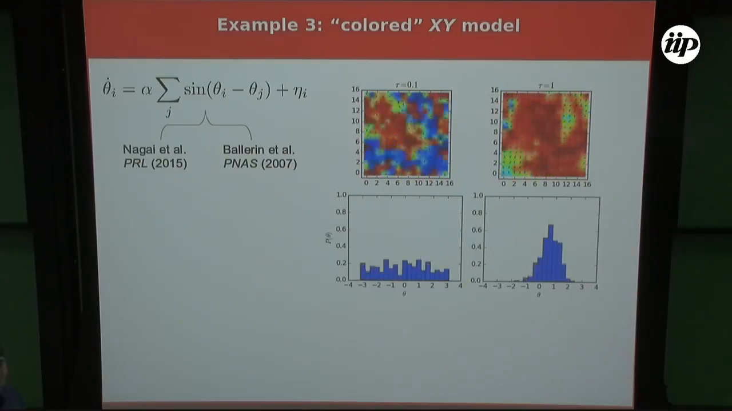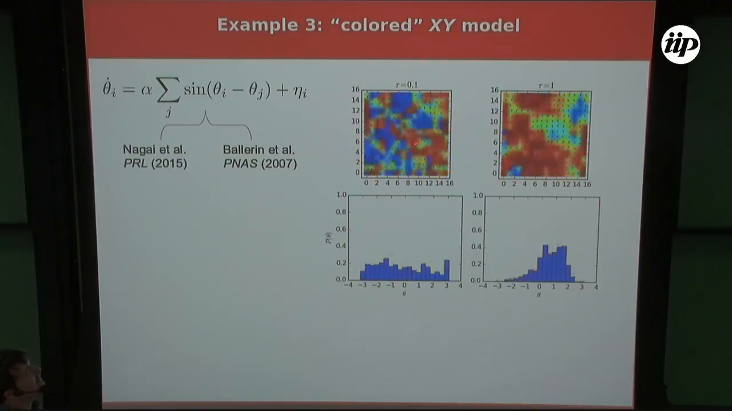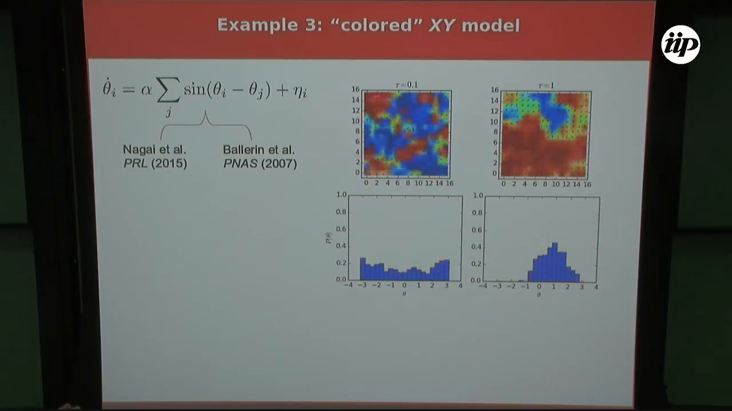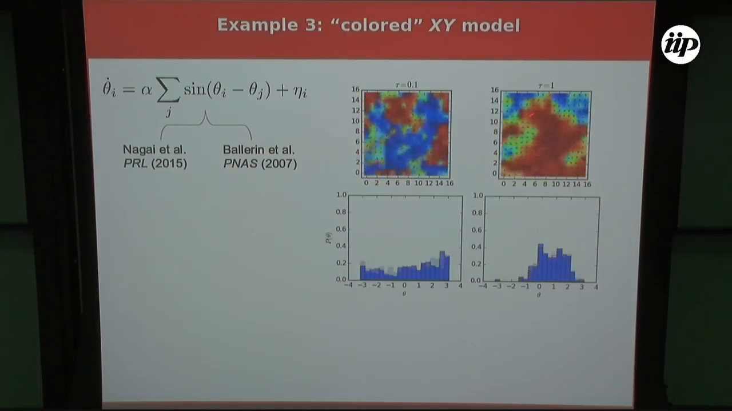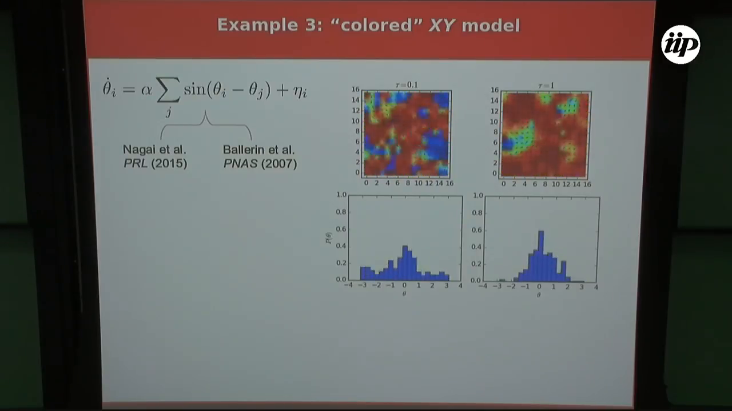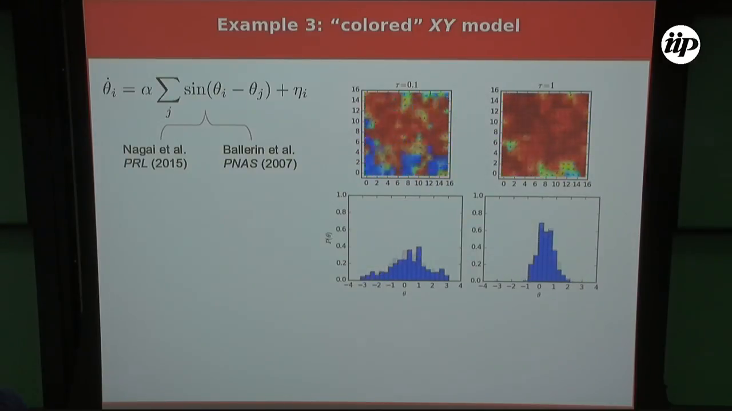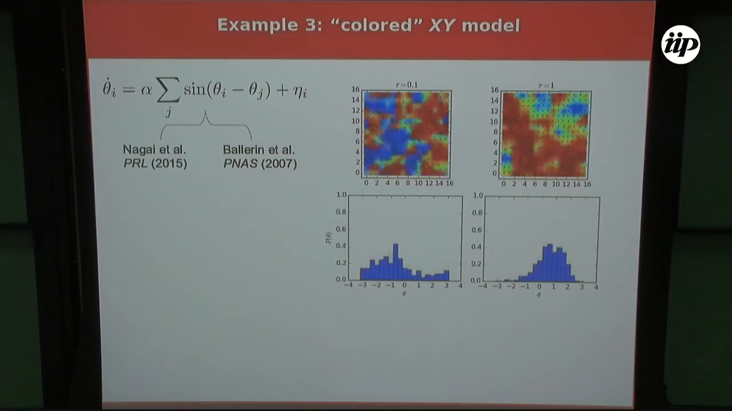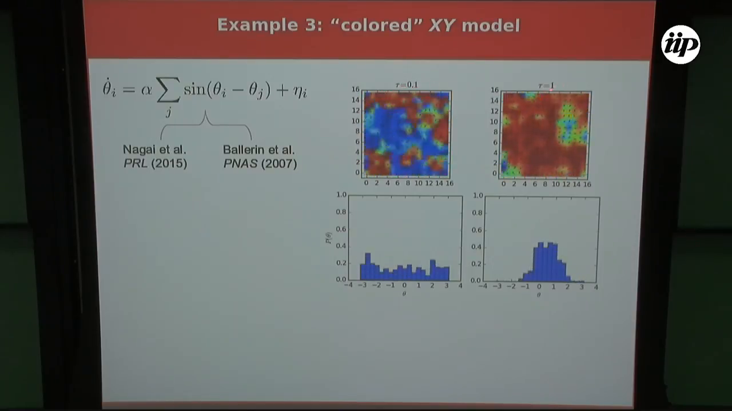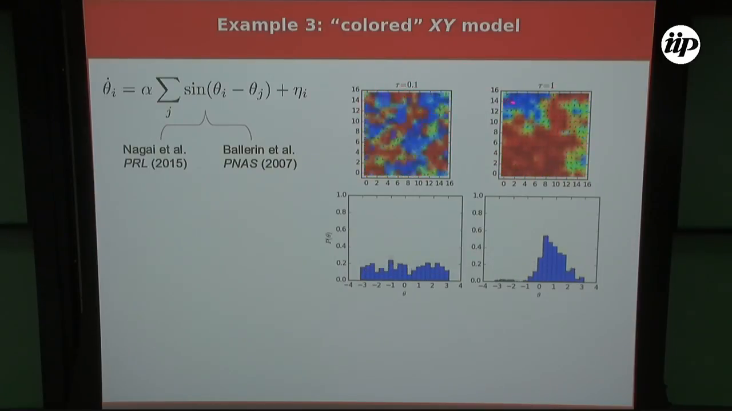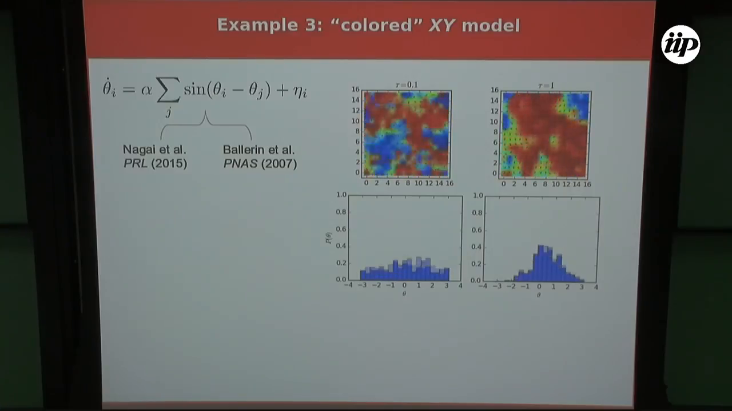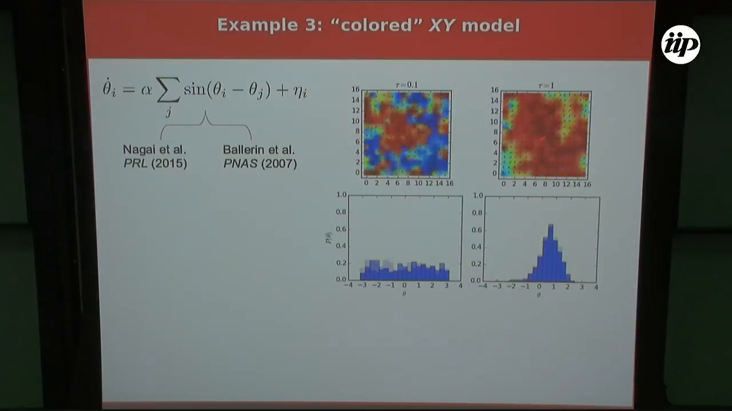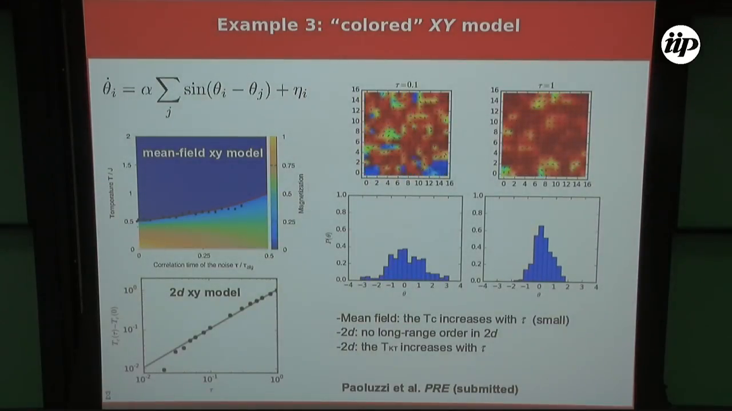First of all, let me tell you what happens if you simulate these spins, these little compasses, with colored noise. What you see is that as you increase the memory of the noise, the system is much more correlated. This is the XY model with standard nearest neighbor interactions in 2D. You see that when you change the memory of the noise from 0.1 to 1, you see a very qualitatively different behavior of the system.